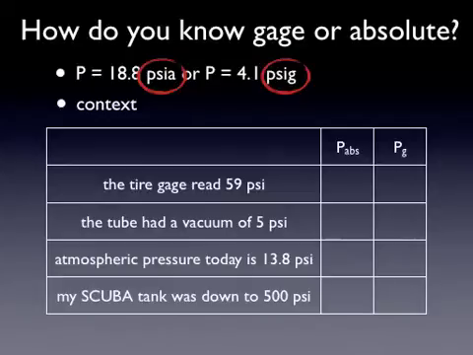A tire gauge reads 59 psi. Most gauges are going to report gauge pressure. So if we use our conversion equation to go from gauge to absolute, our gauge pressure is 59 psi, because that's what the gauge reads, and then the absolute pressure would be 73.7, or 59 plus 14.7 psi. 14.7 psi is sort of average atmospheric pressure at sea level. It does change depending on the weather.